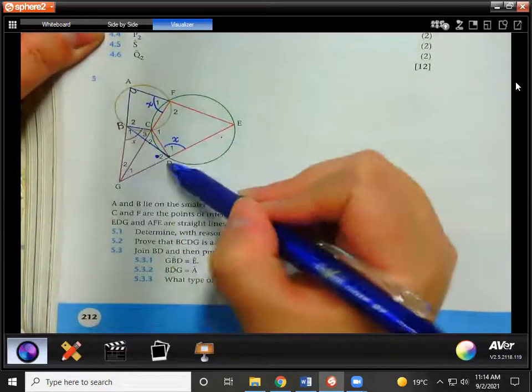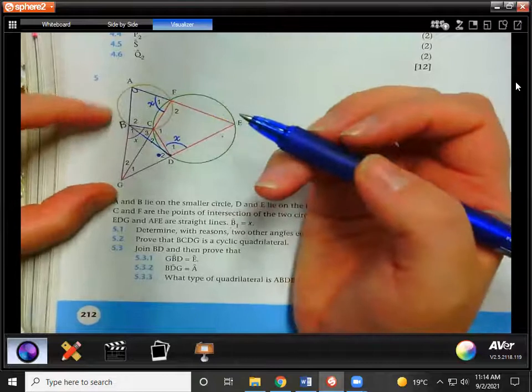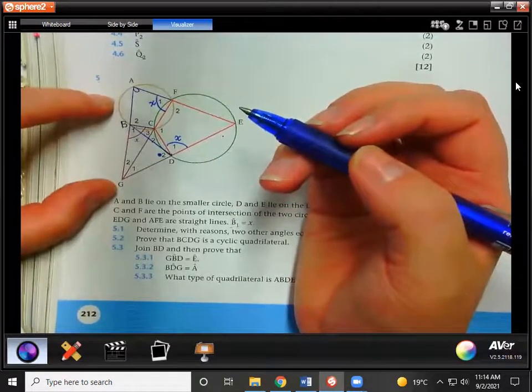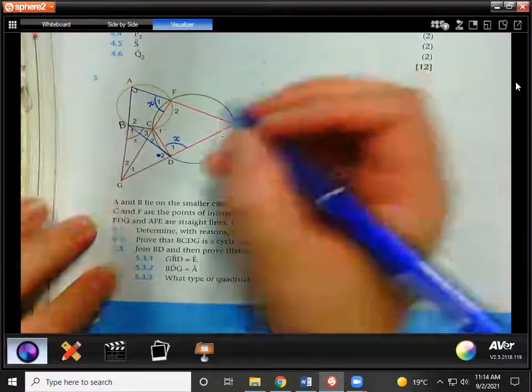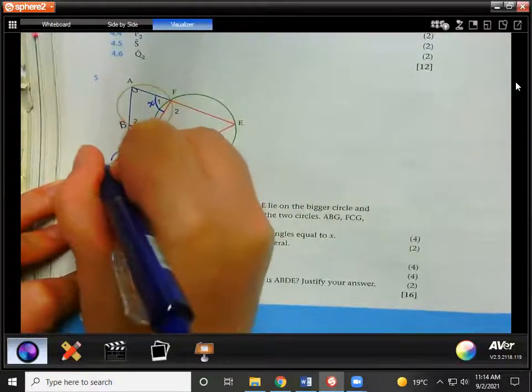Remember, BGDC is a cyclic quad. So then BG will be a chord, right? Because those two points lie on the circumference of a circle, and a chord is a line going from one point on the circumference to another point on the circumference. So BG is now the chord that we're looking at for this one.